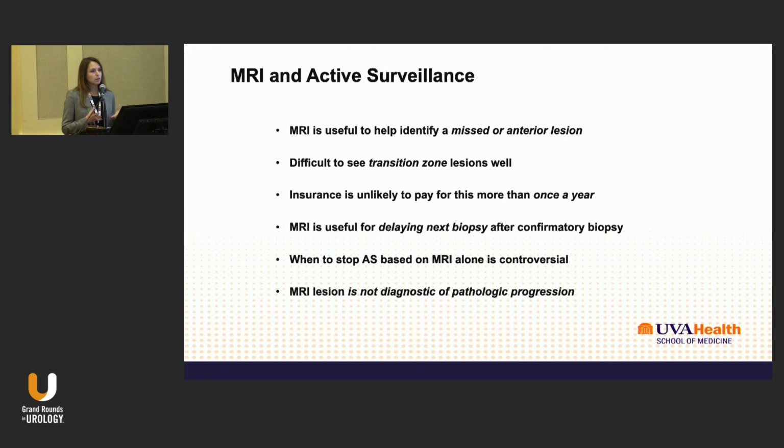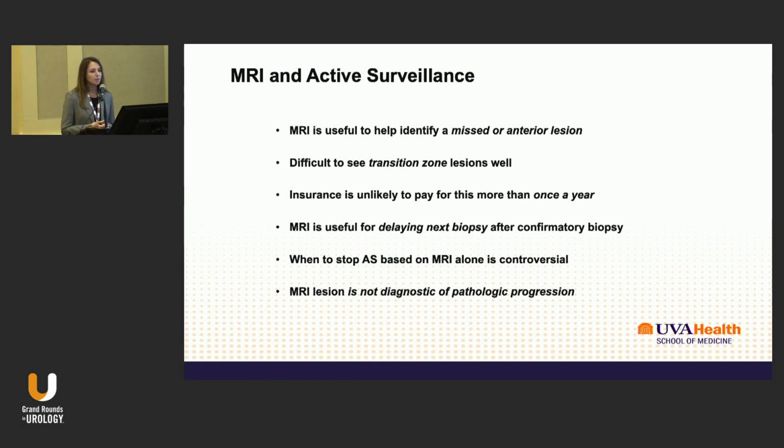And so in summary of active surveillance from a combination of guidelines, it's absolutely useful to help identify missed or anterior lesion. It's really hard to see those transition zone lesions well, though. My experience is that insurance is not going to pay for it more than once a year unless you have a really strong justification. Sometimes it can be useful in delaying the next biopsy after your confirmatory biopsy if there are no lesions to follow.